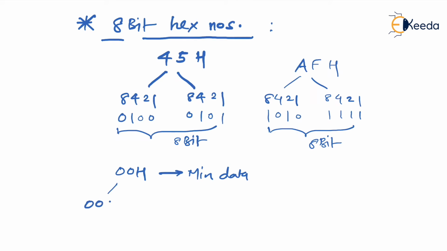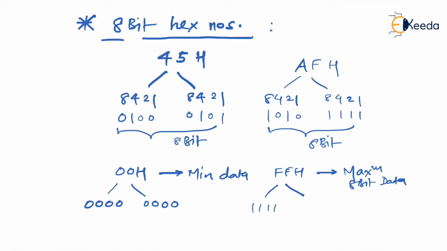which can be interpreted in binary as all zeros if you use the 8421 method, and FF hex can be considered as the maximum 8-bit data, which in turn in binary can be represented with all ones. Am I right? So remember, when it comes to an 8-bit hexadecimal number, the minimum number that can be stored is 00 hex and the maximum number that you can write is FF hex.